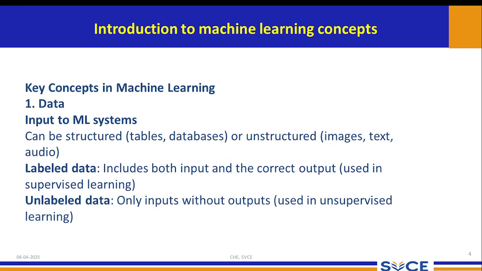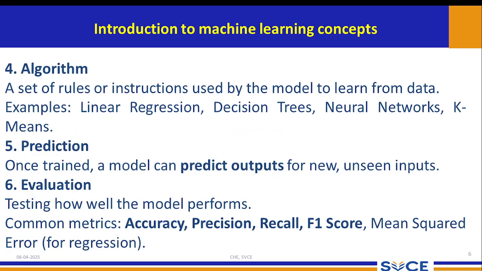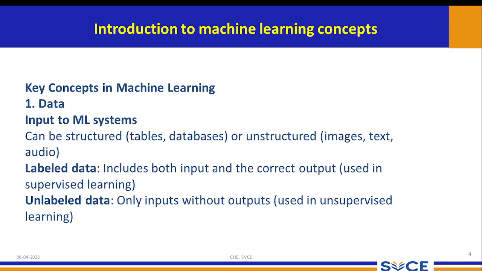So the key concepts in machine learning: the first one is data, the second is model, the third is training, the fourth is algorithm, the fifth is prediction and the sixth is evaluation. Coming to the data, it is the input to machine learning systems. It can be structured or unstructured. What is structured data? Datasets, databases, tables. Unstructured, you can also get information from images, text or audio.